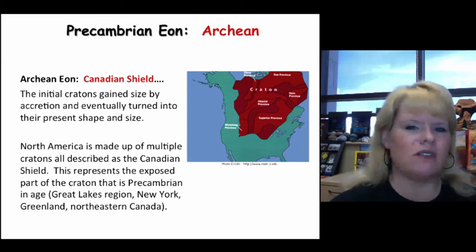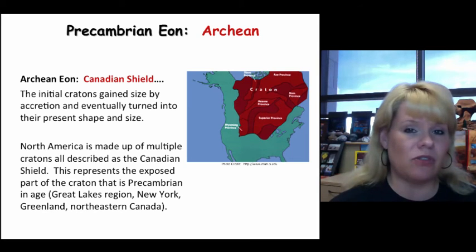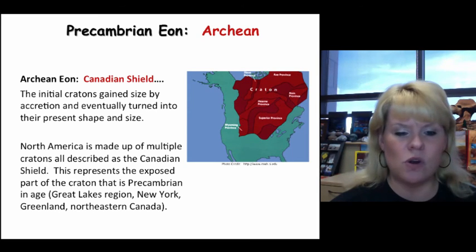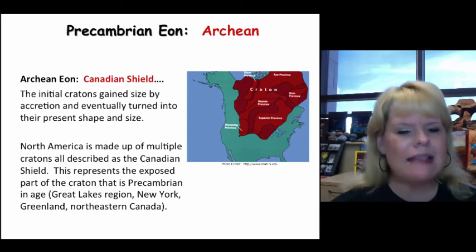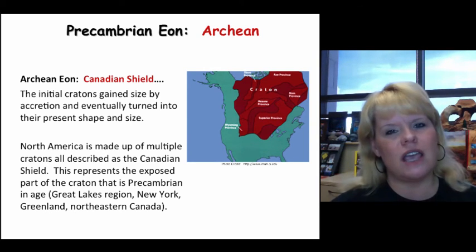Where can you find rocks like this? Very commonly around the Great Lakes region. New York City even has it. Greenland is almost one solid Precambrian mass, and northeastern Canada.